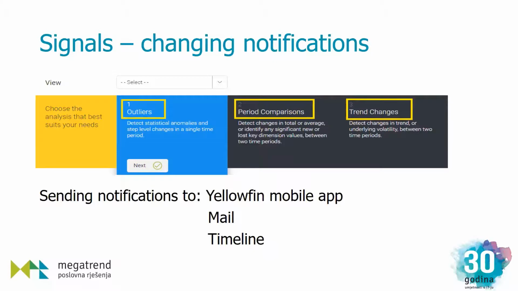And finally, we have trend changes or volatility changes, which can display a warning when the trend changes upwards or downwards, depending on how the values move through time within a period, within the last week, last month, or last year, depending on your business needs.